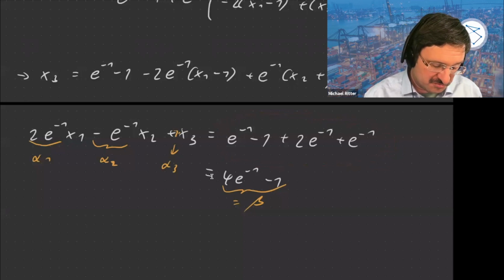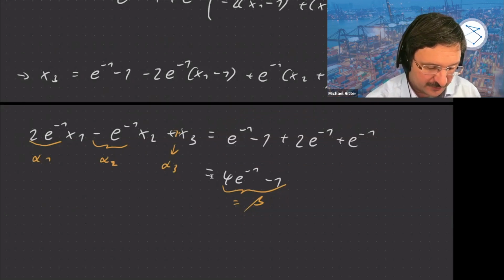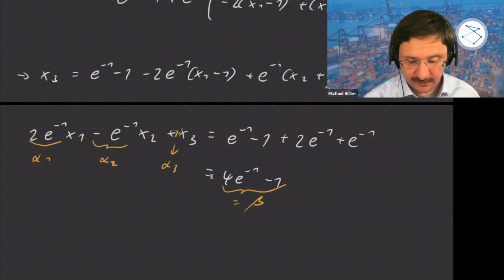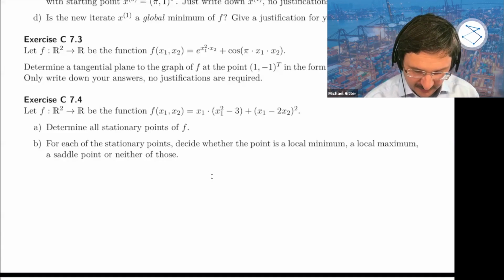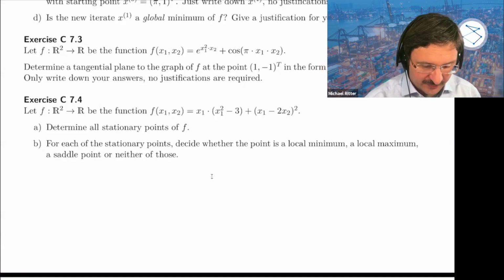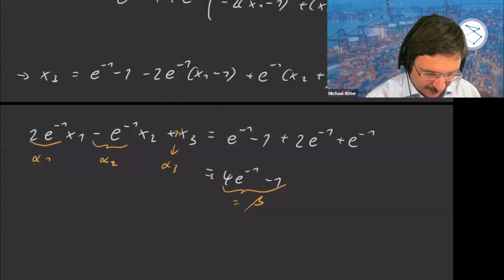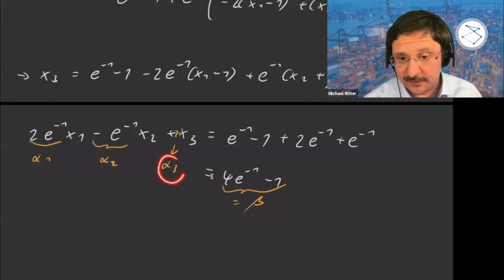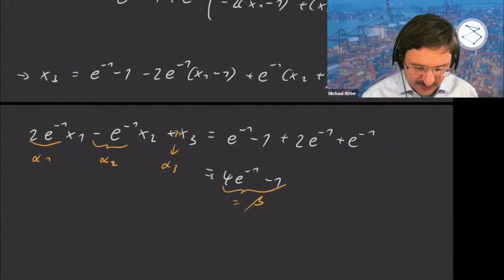And then, of course, I just have to look at what constant is before the x1. That's going to be my alpha 1, this one here. What constant is before x2? That's going to be my alpha 2, which is before x3. That's my alpha 3. And the constants are the beta.